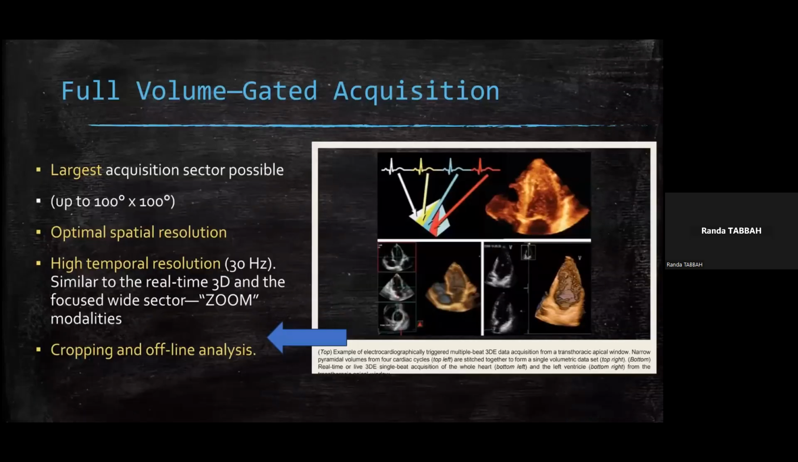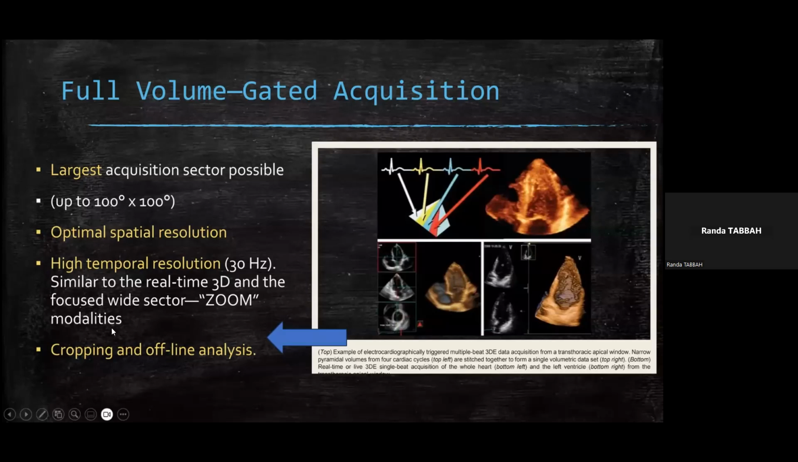So, and we have also the full volume. With the full volume, as you can see here, we can see all the ventricle and the other structures. That's the full volume. We have a higher temporal resolution. We can have a better idea of the volume of the LV in these cases.